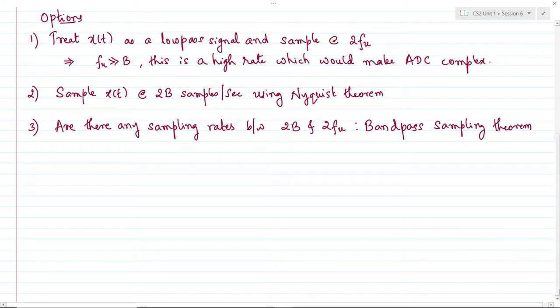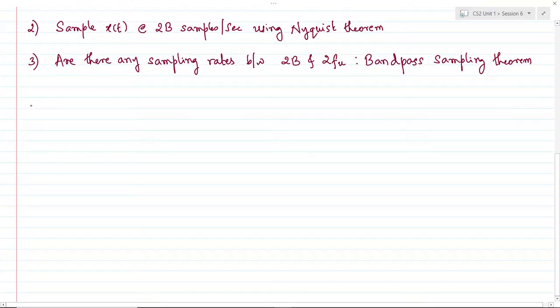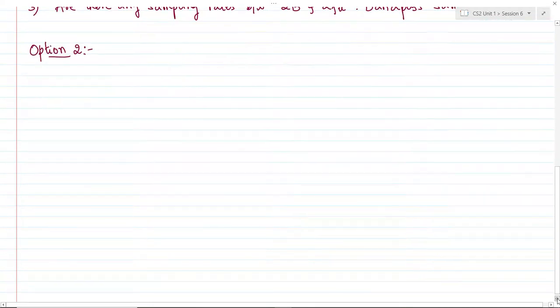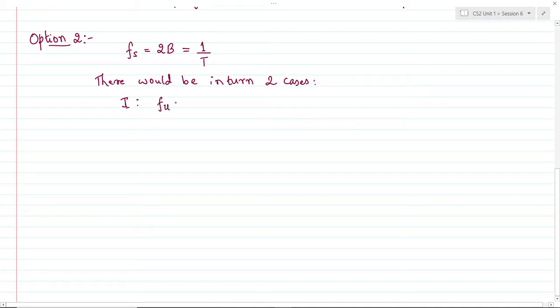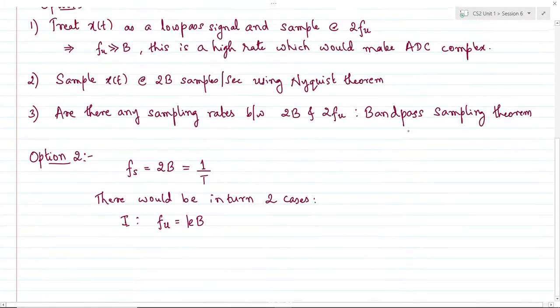Okay, the option 2 says that the sampling rate must be twice of its bandwidth, and we can call this simply as 1 over T for our substitution in the steps in the process. And we can note that there would be in turn two cases in this option 2, two sub cases. So okay, if you carefully note, the first case we would consider is that the upper frequency could be an integer multiple of the bandwidth, or it need not be. The upper frequency that you have considered for a bandpass signal could be an integer multiple of the bandwidth b itself. So that could be one of the cases, where k is any integer.